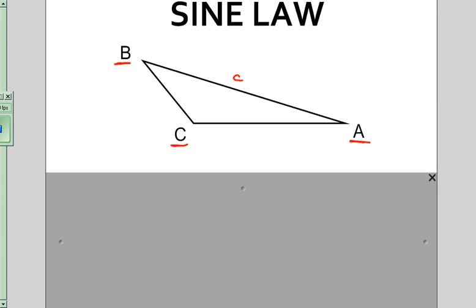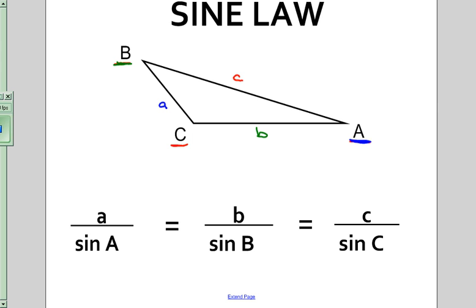Angle A, which is over here, opposite this angle, we will have side a labeled with a small letter a. And then for angle B, opposite B, we'll have a little b. And that's how you label the triangle. Okay. And the law states that the ratio between the side and the sine of the angles are all equal. So a over sine A equals b over sine B equals c over sine C.